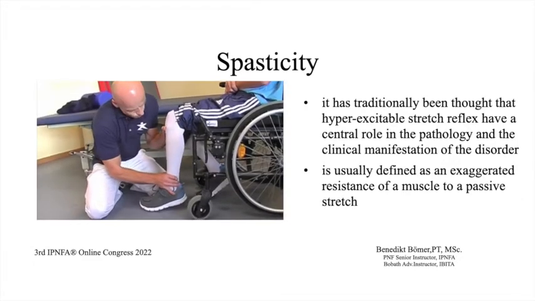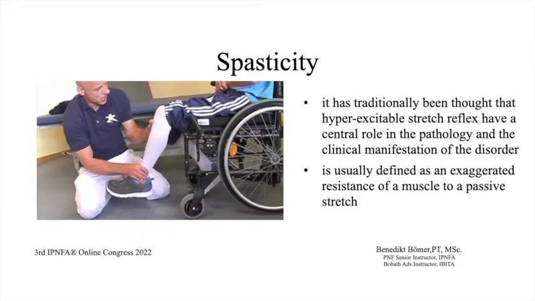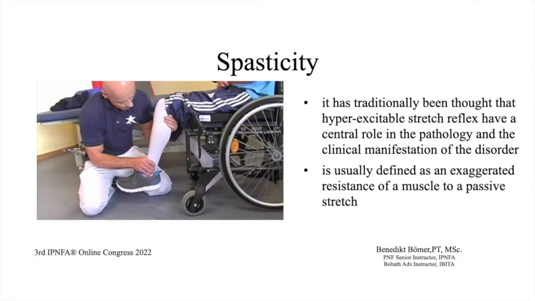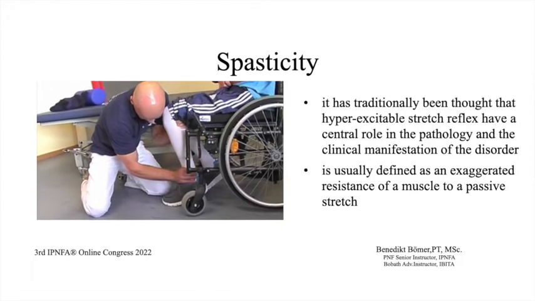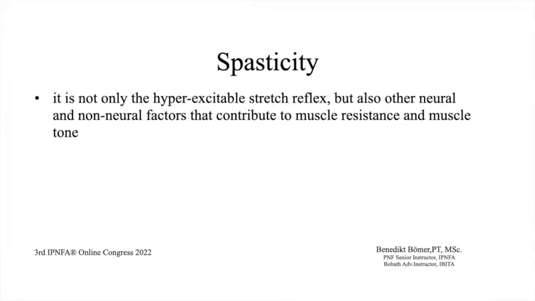Spasticity is usually defined as an exaggerated resistance of a muscle to a passive stretch, as you also see with this example with my patient. I feel a lot of resistance against knee flexion. So that means it's not only the hyperexcitable stretch reflex, but also other neural and non-neural factors that contribute to muscle resistance and muscle tone.